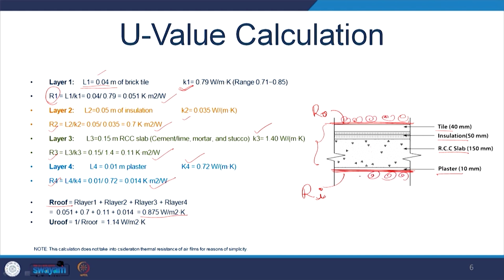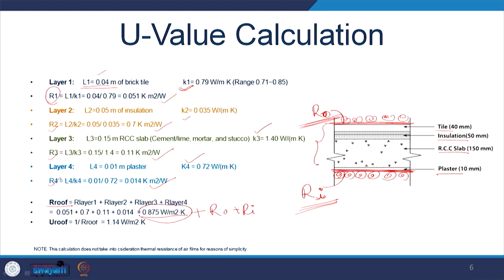This is dependent upon the air speed, and based upon that the resistance offered by the air is calculated. These values are also given in ECBC and we can take it from there. For the ease of calculation, for simplicity, we have not taken these into account, but ideally we will be taking these 2 resistances offered also into account and add them here.